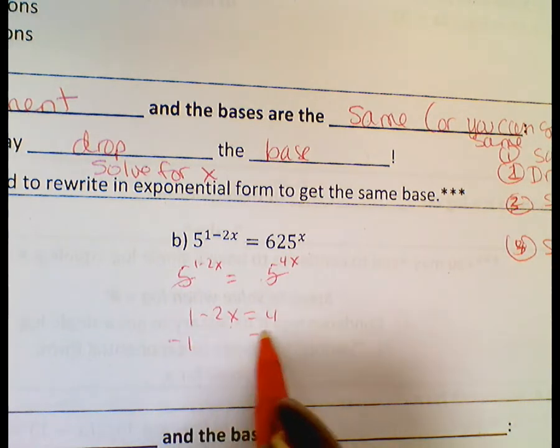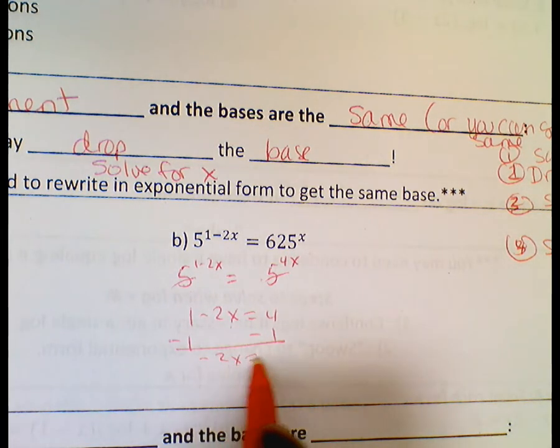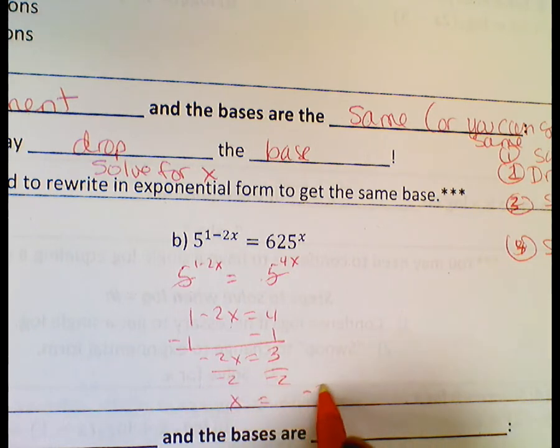So we're going to subtract 1. And then we're going to divide by negative 2. So x equals negative 3/2.